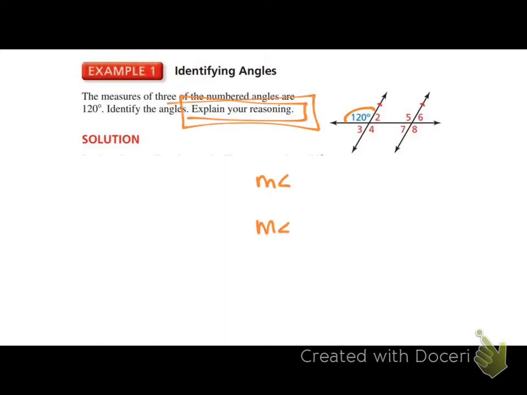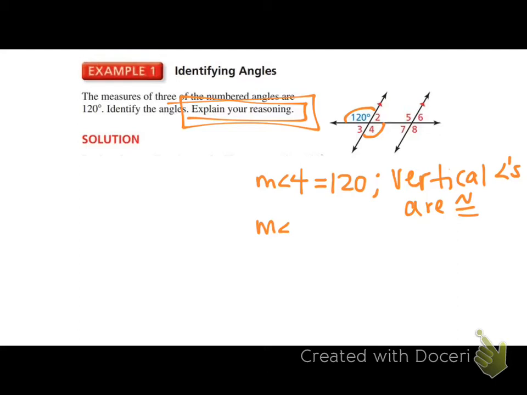Does it really mean explain your reasoning? It means explain your reasoning. Why did you know that they were 120 degrees? So what angle is going to be 120? So we'll start with 4 is 120. Why did we know angle 4 was 120? Because vertical angles are congruent. Good. So you can write shorthand. Vertical angles are congruent. That's our reasoning.